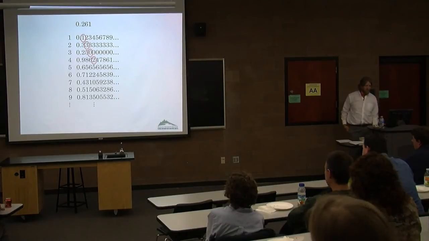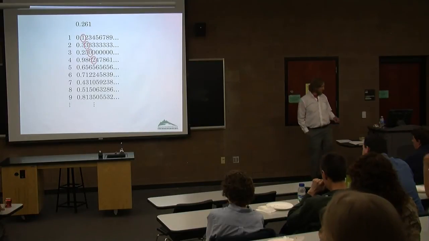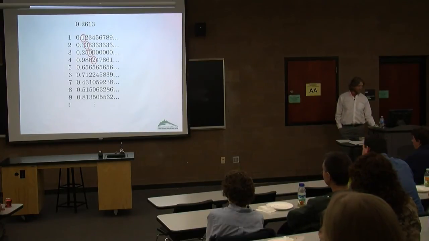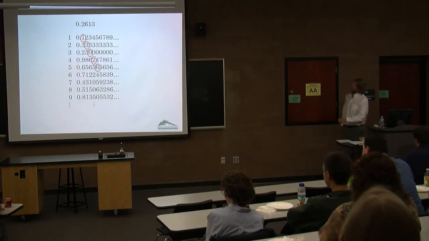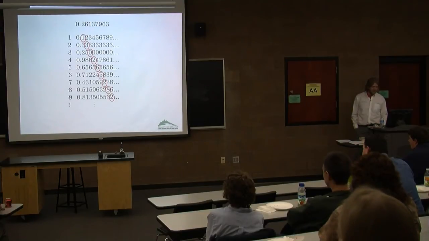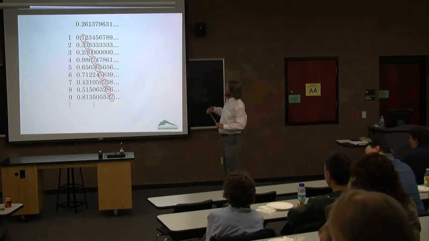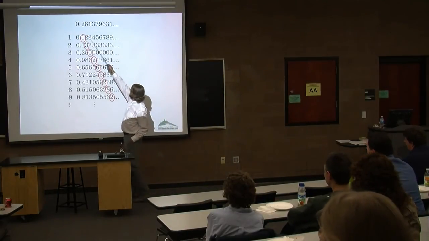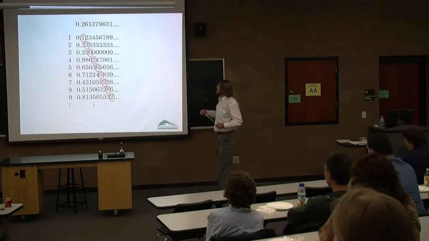The fourth decimal place of the fourth number in the list is a 2. So I pick something that's not 2. 3. That's not 2. I go to the fifth decimal place in the fifth number. I see what that is. I pick something different. And so on. And so on. And so on. Okay? And so what have I done? I've constructed a number that there's no doubt is a real number between 0 and 1, right? Because the decimal starts with 0 point something, 261379631, blah, blah, blah.